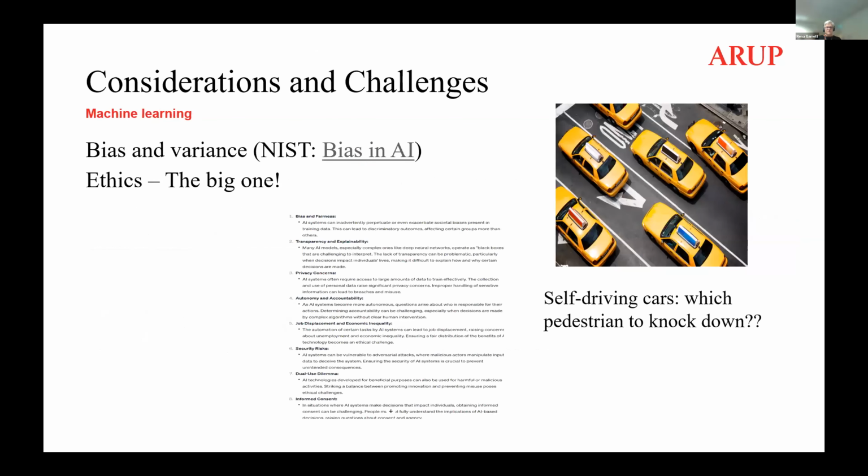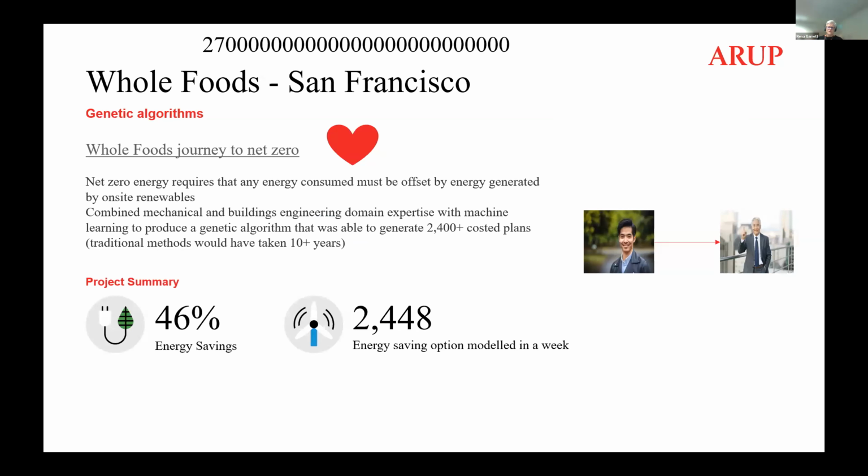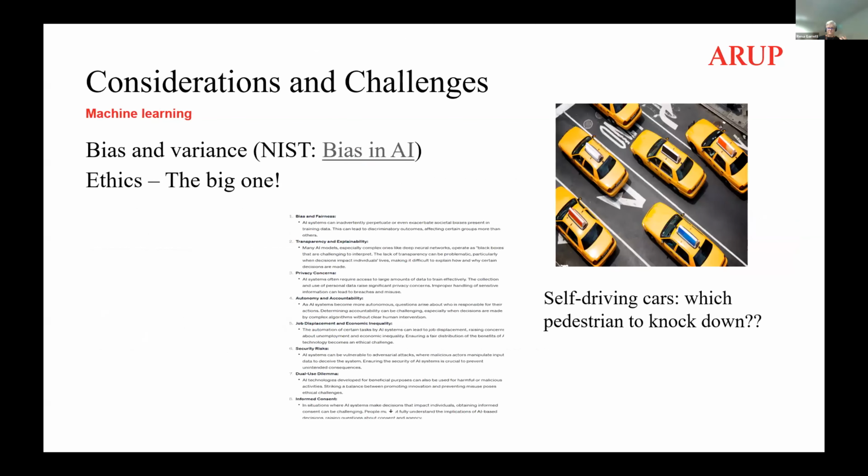So what they did was they used a genetic algorithm to do the iterations for them. They fed in the population of all the values of all the interventions, and the genetic algorithm came up with 2,400 plus costed plans of combinations that they could use. And then the engineers went through the best 100 of those and came up with the right interventions for that property, and it resulted in a 46% energy savings for the client.